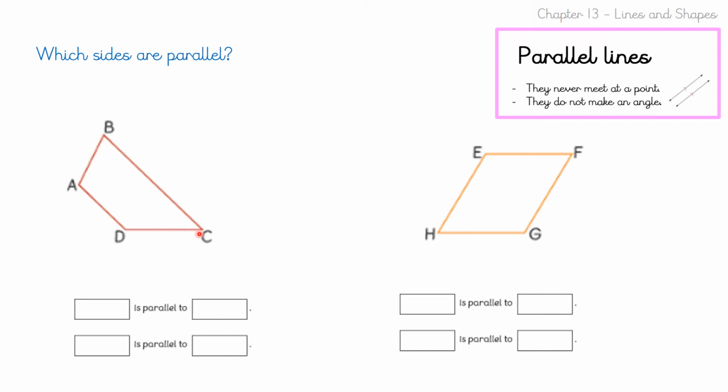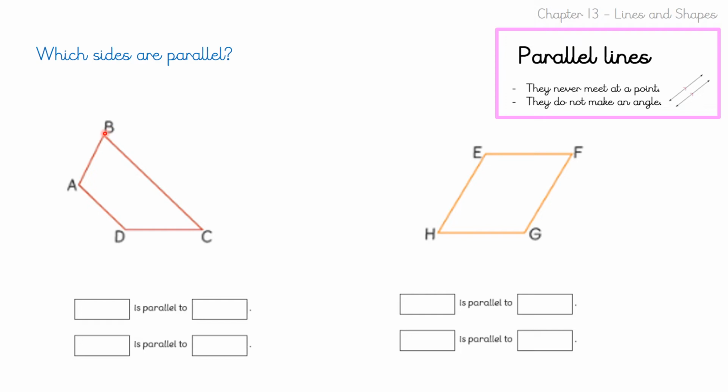So AB with CD. Do you think AB and CD, if we extend them, are going to meet at a point? So use your rulers and your pencils when you do this in your workbooks. If I extend AB all the way up and DC all the way to the right, will they meet at a point? Well done, they will never meet at a point that way, but let's check the other side.